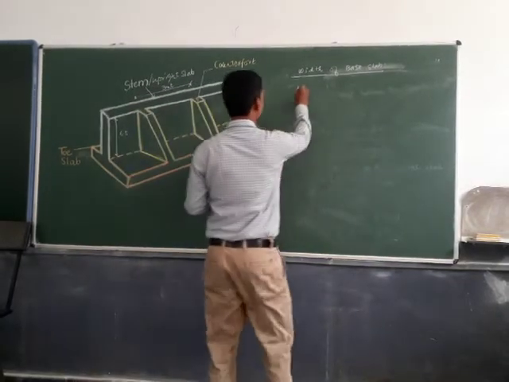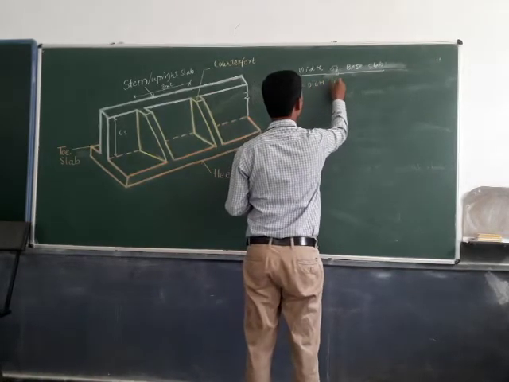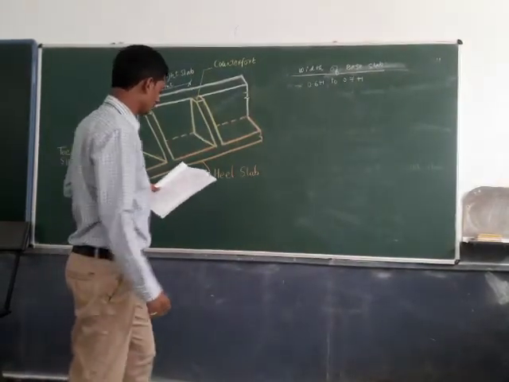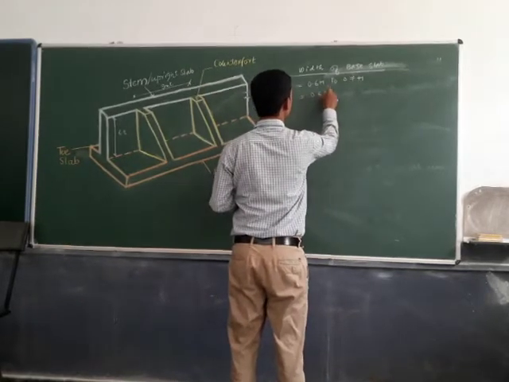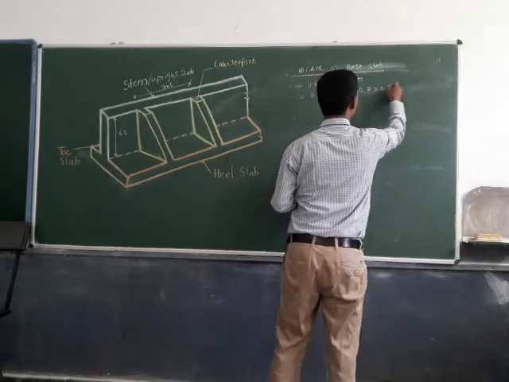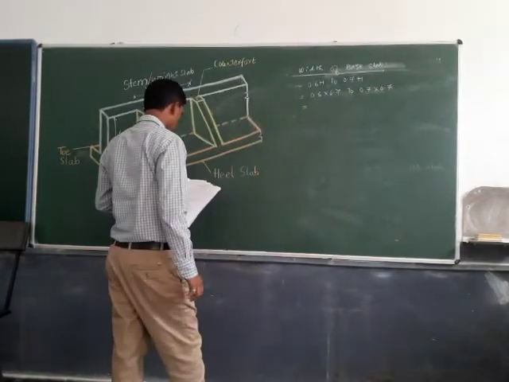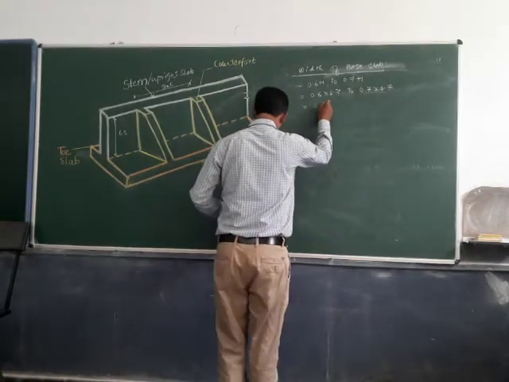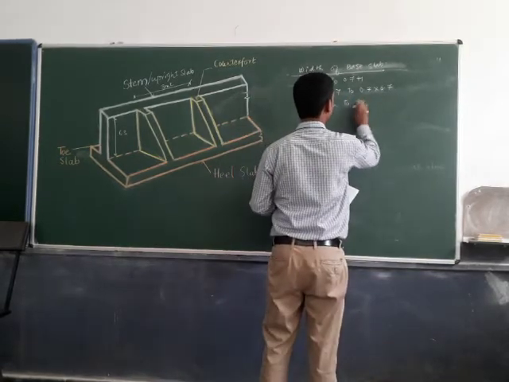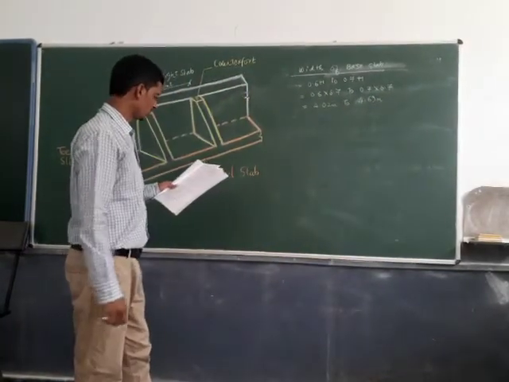So the width of base slab is again considered between 0.6h to 0.7h. Which is taken as 0.6 times 6.7 to 0.7 times 6.7. So we get this value as 4.62 to 4.69 meter.